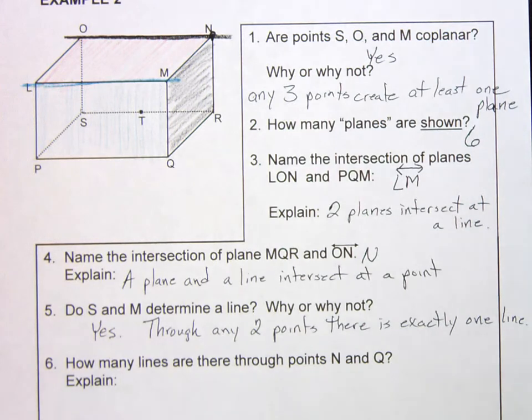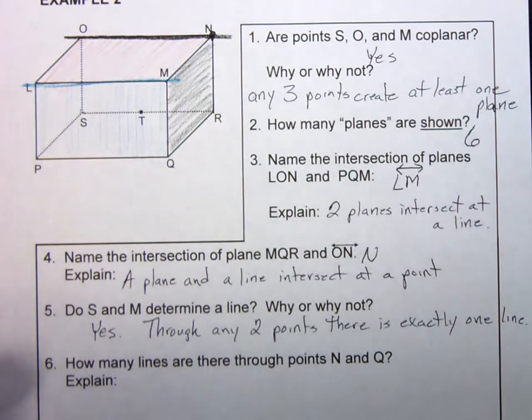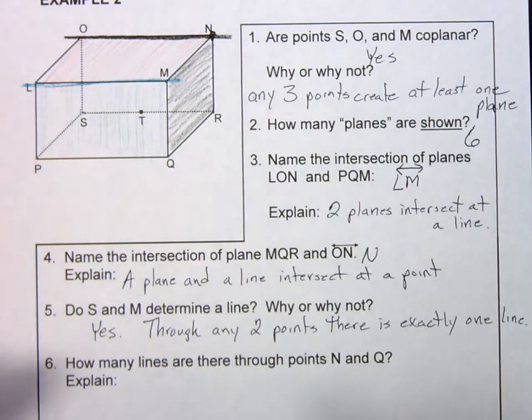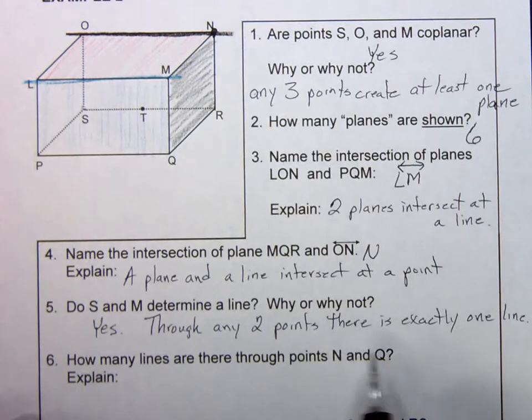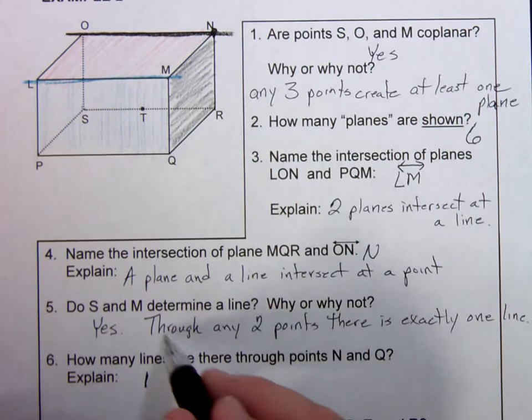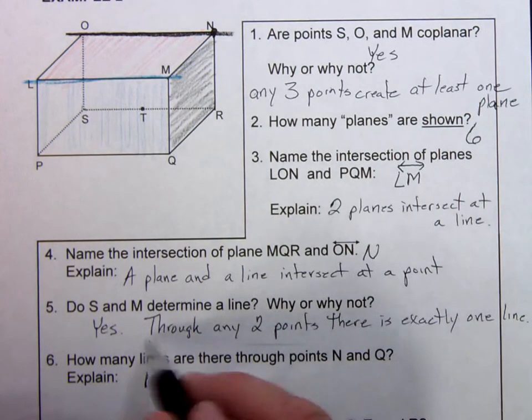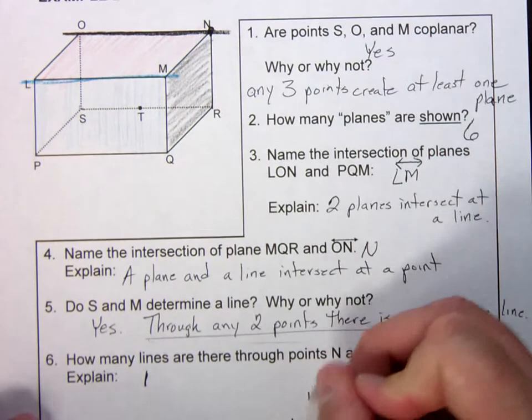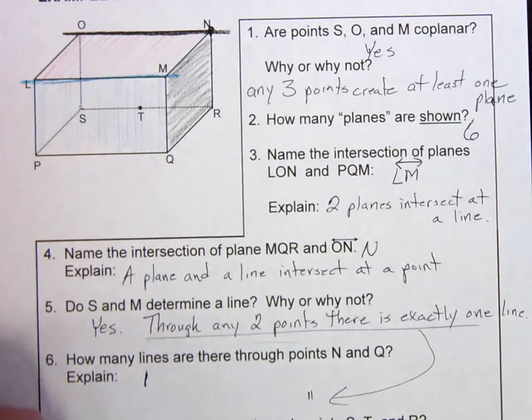How many lines are there through points N and Q? Well, let's use what we just finished writing down. What did we just write? Through any 2 points, there's exactly one line. So how many lines are there through these 2 points? There's going to be exactly one line. Okay, there's always going to be one line. And you can rewrite all this if you want to, but take all of this and put it down here as well. Ditto. Use that same explanation for that problem.